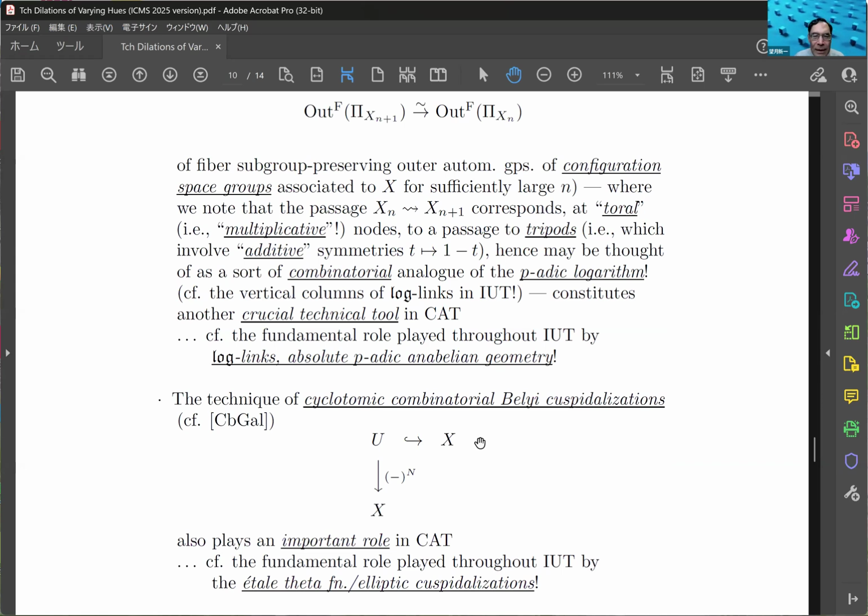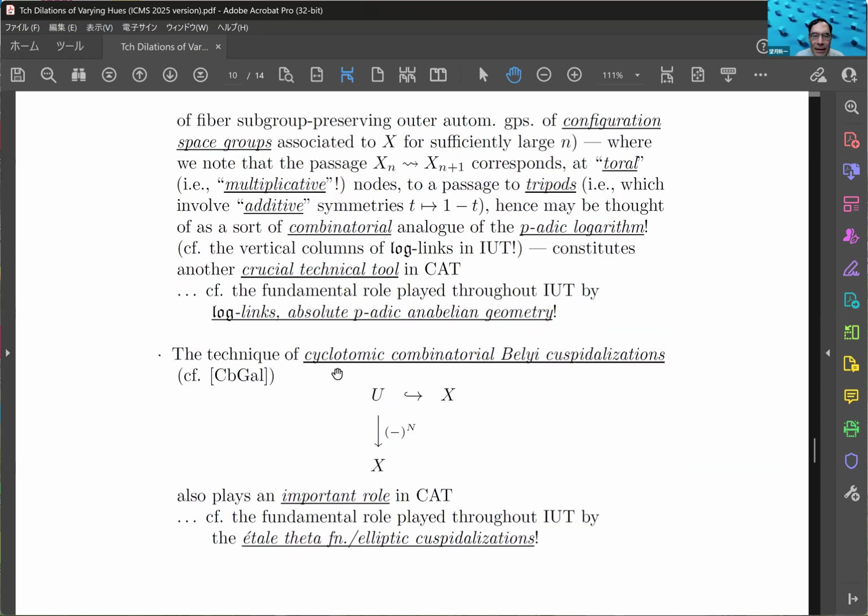So another important technique in CAT, especially in the case of GT, is the technique of cyclotomic combinatorial Belyi cuspidalization. So this is basically diagrams of this sort, where you consider the nth power map on the projective line, and that can be thought of as a covering of the tripod. But then by getting rid of some of the cusps, one can also embed it into the tripod.